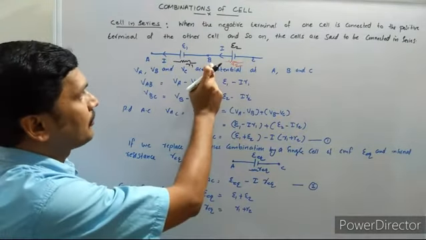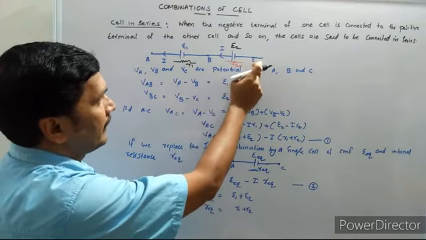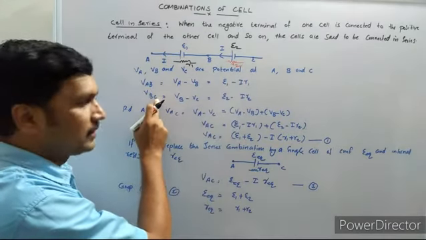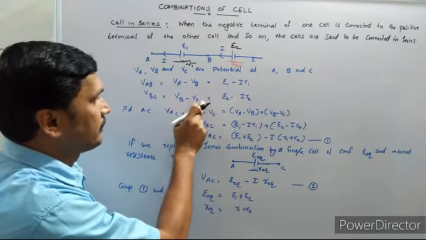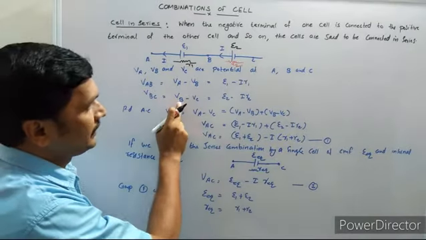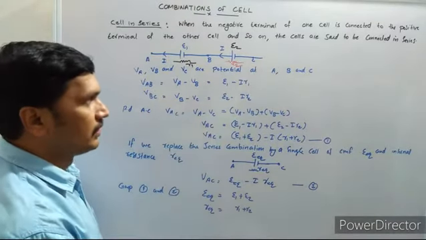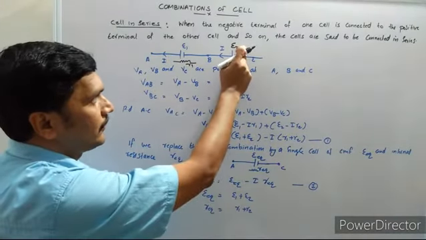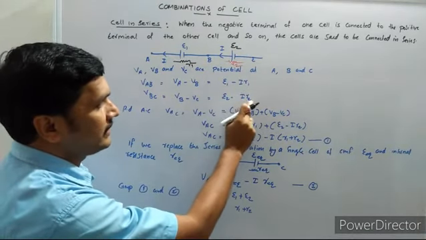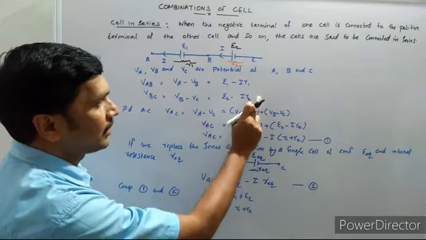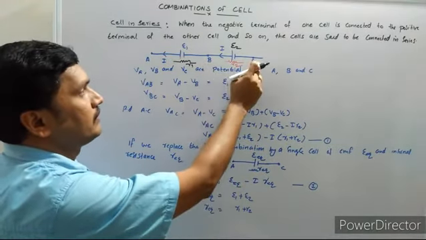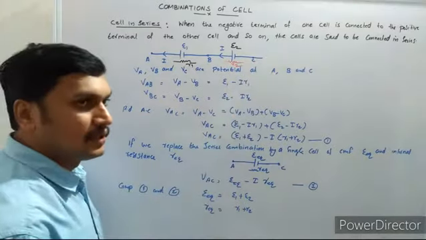Now what is the potential difference between the points B and C? That is VBC, which is equal to VB minus VC. The potential difference between B and C can be written as the potential at B minus the potential at C. That is equal to the EMF of the second cell, E2, minus the potential drop across its internal resistance, IR2. That is, E2 minus IR2 is the potential difference between B and C.